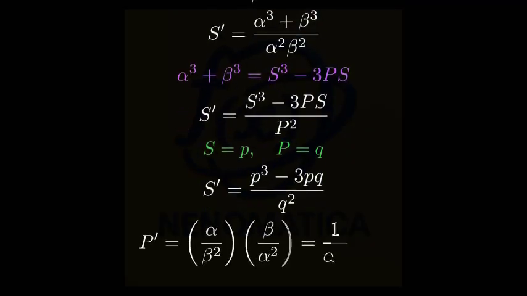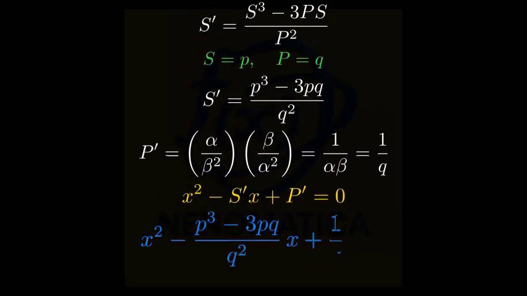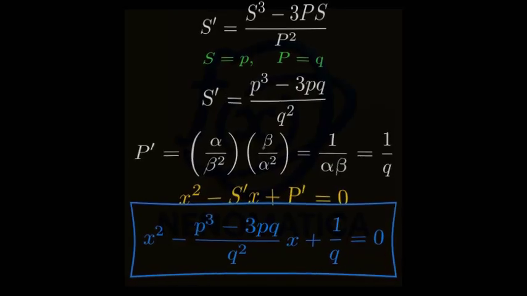Step 6. Compute the new product. P prime equals alpha over beta squared times beta over alpha squared, which simplifies to 1 over alpha beta, and that equals 1 over q. Step 7. A monic quadratic with sum of roots S prime and product P prime is x squared minus S prime x plus P prime equals 0. Substituting our expressions produces the required equation.